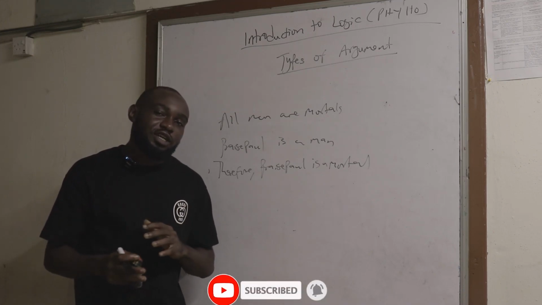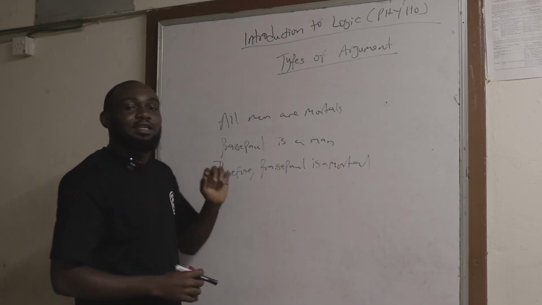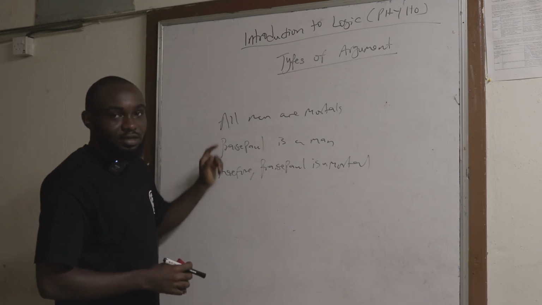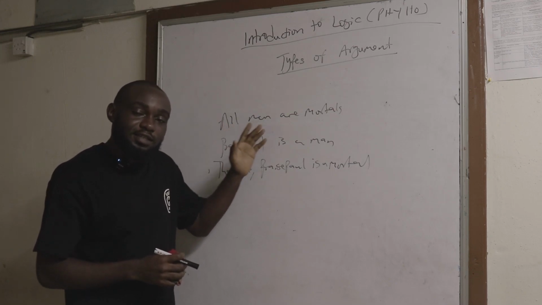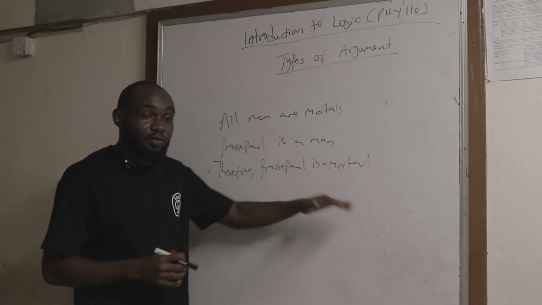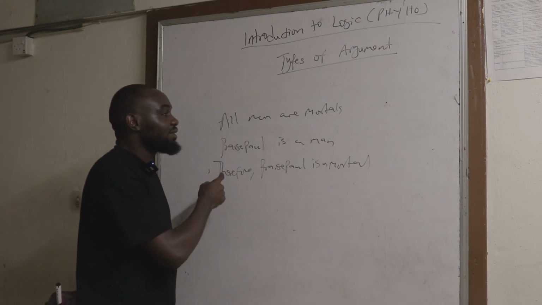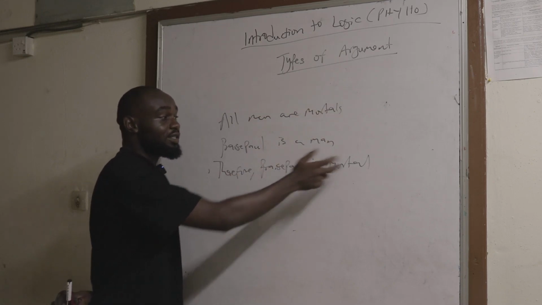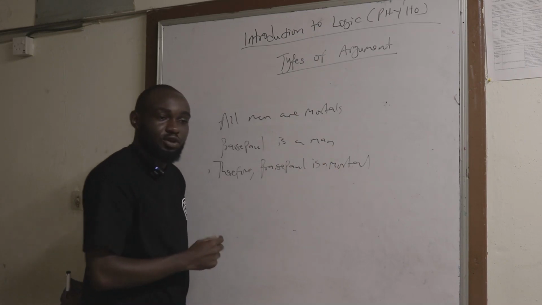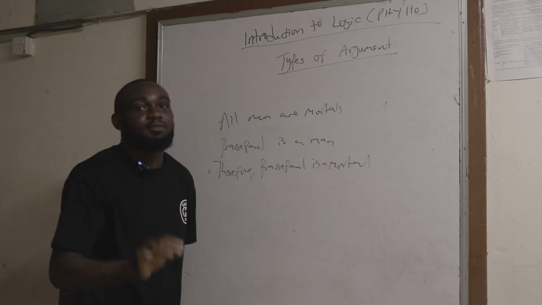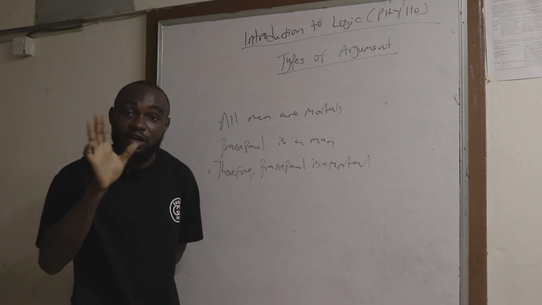Now, modern logicians find an issue with this. They are saying that it is not necessary that a deductive argument will have to start with a general proposition as a premise and end with a particular conclusion. They are saying that a deductive argument can start with a general premise and also end with a general conclusion. It can also start with a particular premise and end with a particular conclusion, provided that the premises of the argument provide conclusive ground for accepting the conclusion of the argument.